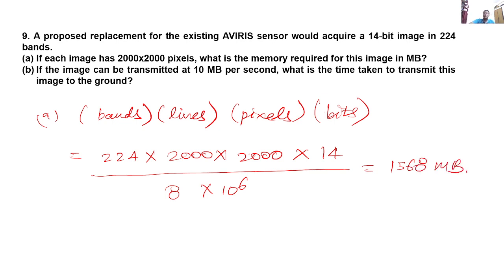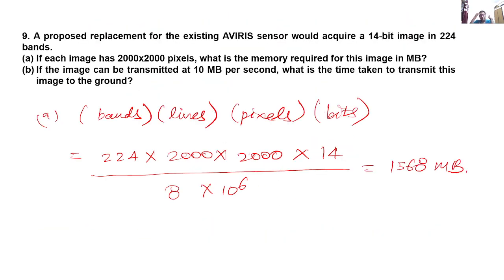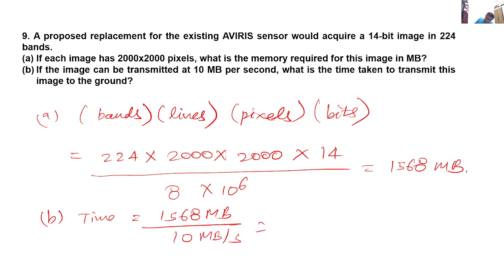So just compare: when we move from 8-bit to 14-bit, the storage of course increases. And what would be the time? Time would be 1568 megabytes divided by 10 MB per second. So this would come out to be 156.8 seconds, which is nearly equal to 2.5 minutes.